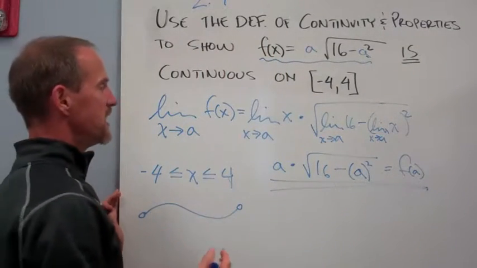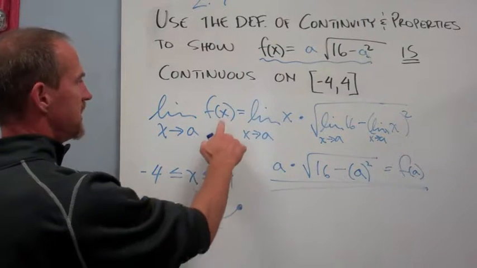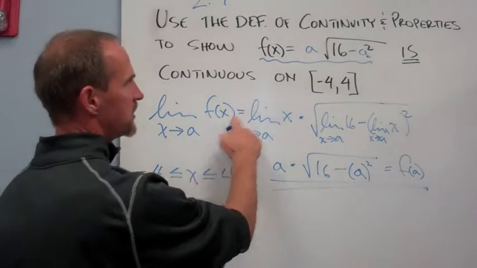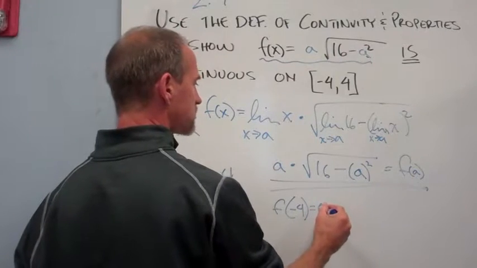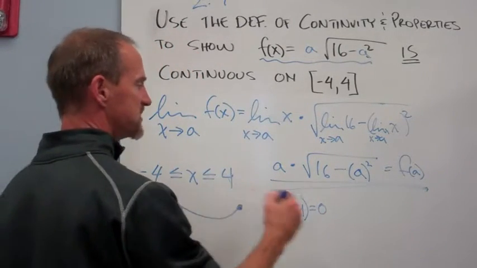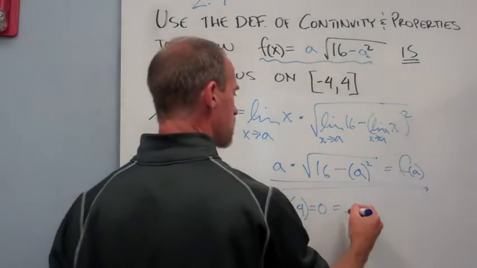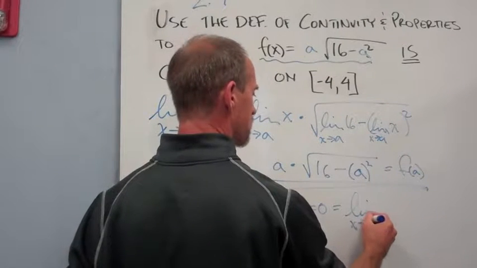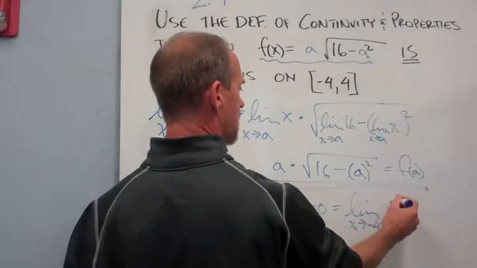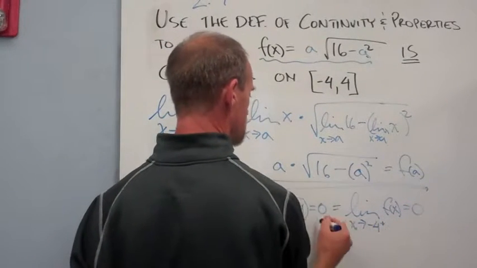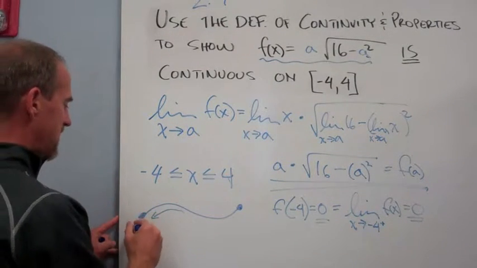Then all we really need to do is look at the endpoints and see, are those in fact filled in? Well, when I plug -4 into my function, f of -4 is equal to 0. Well, that's the very value that I get if I consider the limit as I approach from this side, the limit as x approaches -4 from the right. That limit is equal to 0. So these agree, and that means it's continuous from the right at -4.